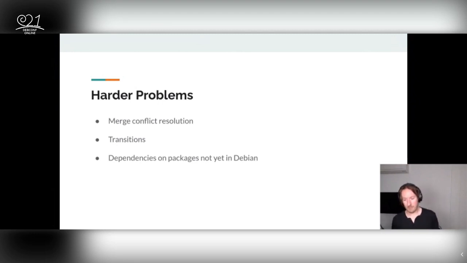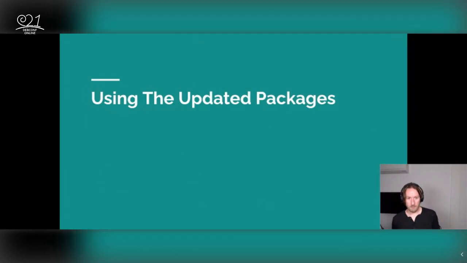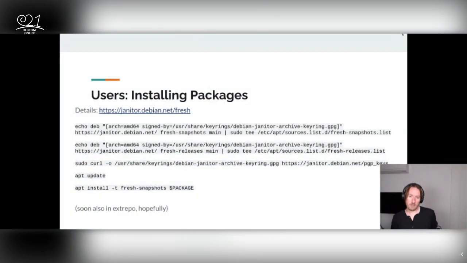And then finally, how do you actually use these packages? There's about 8,000 of them. If you go to the URL here, you can find instructions, or you can type them over now. But you're going to have to type really, really quickly. The packages are also in apt.debian.net soon, hopefully.